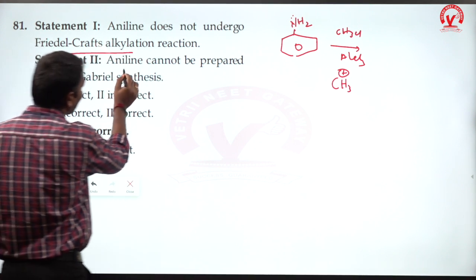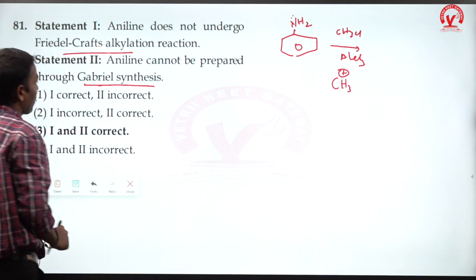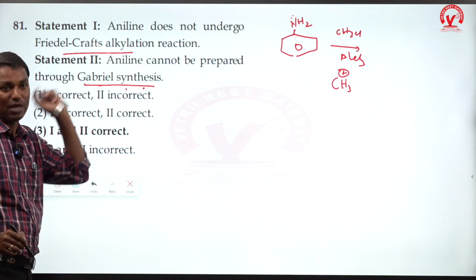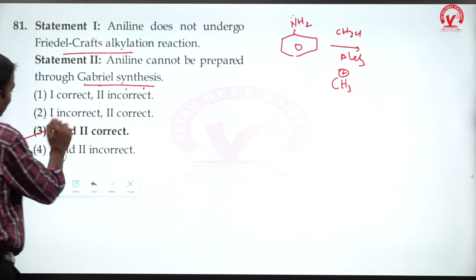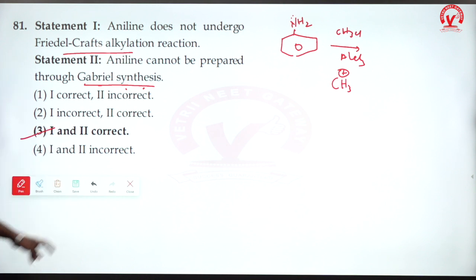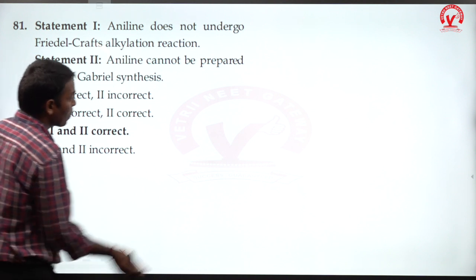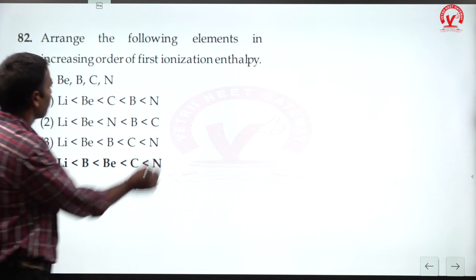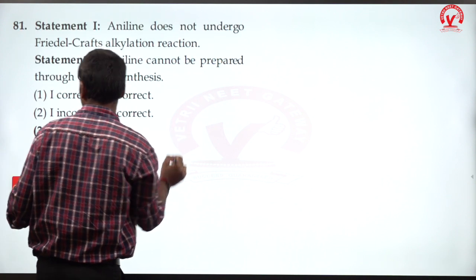Aniline cannot be prepared through Gabriel phthalimide synthesis. In Gabriel synthesis, aromatic amines cannot be prepared by this method. That is also a correct statement. Both are correct statements, so option 3 is the correct answer. Then move on to the next question. Question number 82: arrange the following elements in increasing order of first ionization enthalpy. Ionization enthalpy is nothing but the amount of energy required to remove the electron.